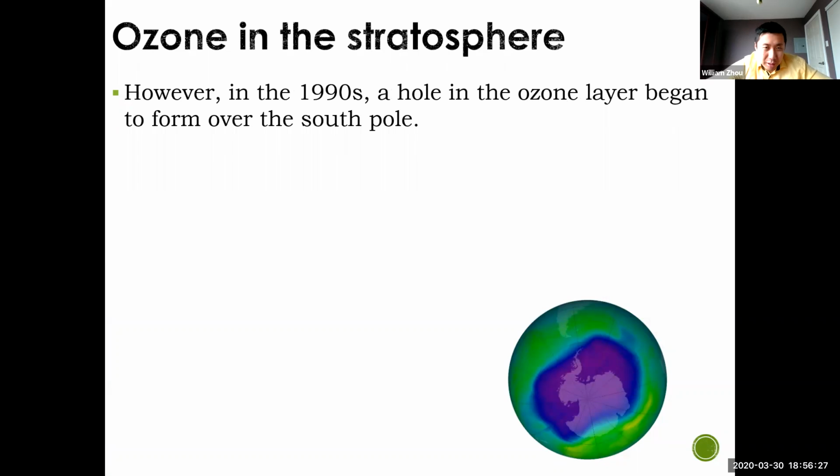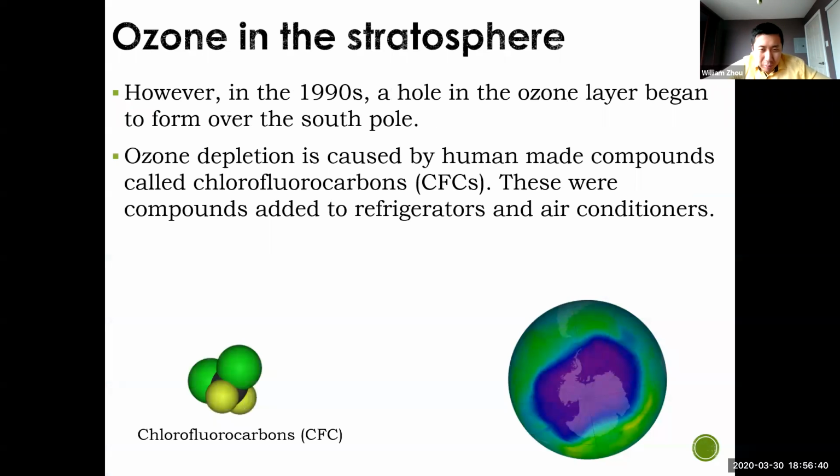Now, here's how humans screwed this up. In the 1990s, a hole was observed over the Antarctic continent, a hole in the ozone layer. Now, how did that happen? Well, it turns out in the 1960s, 70s, and 80s, humans were using a lot of chlorofluorocarbons. Okay, in other words, CFC, a carbon bonded to fluorines and chlorines. These are compounds that we used in refrigerators and air conditioners. It is a good coolant.